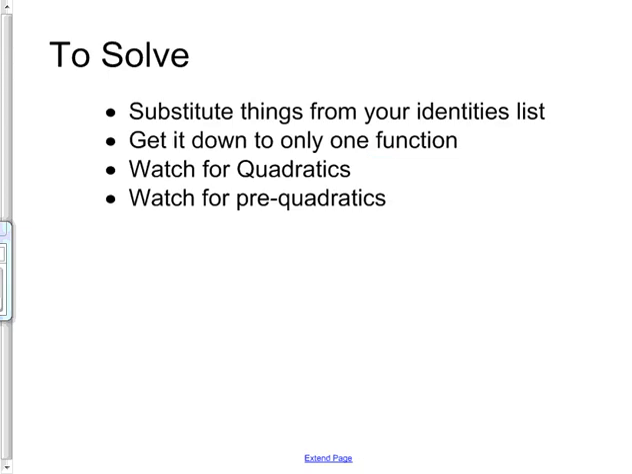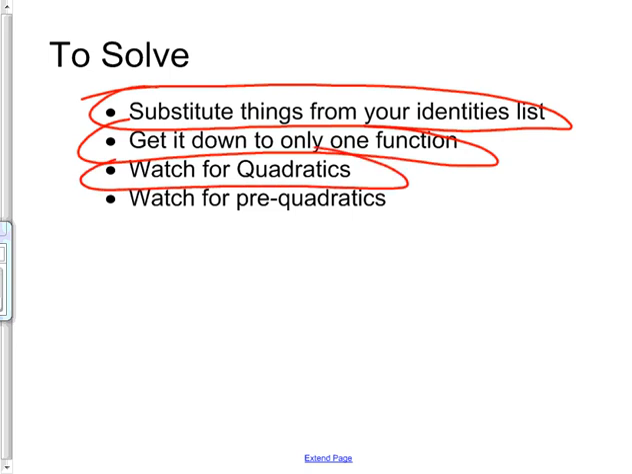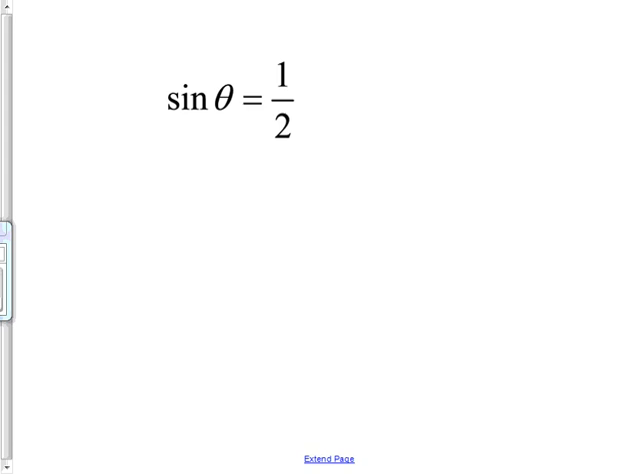To solve things, you're trying to substitute again. And this time, though, get it down to only one function, and you end up actually having to solve it. You know, like use your rules to solve it, like quadratics. And there's a lot of times pre-quadratics, which are like things that are going to turn into a quadratic. All right, so let's do some solving ones. When you have these, don't forget they usually have 2 answers.